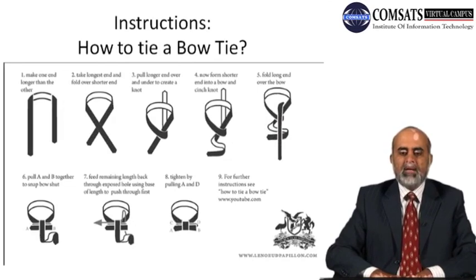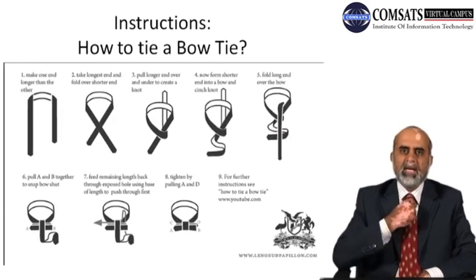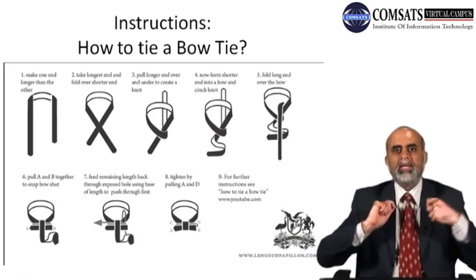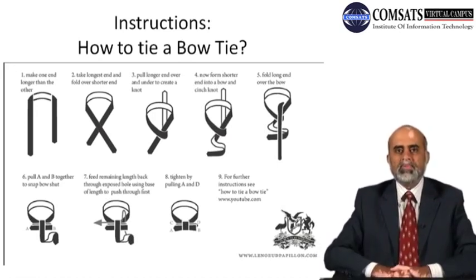This time we are going to learn how to tie a bow tie. There are different kinds of ties. We have a necktie, as I am wearing one. We also have a bow tie that usually some people wear. So you just look at this screen here and you will find that there are 9 steps to doing it, and you have a picture almost for every step.